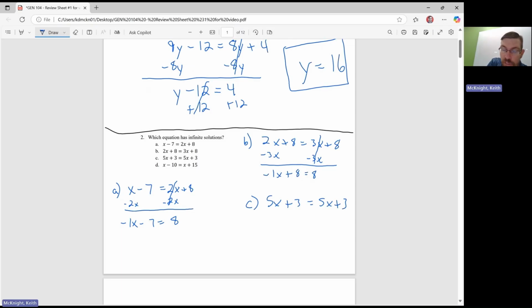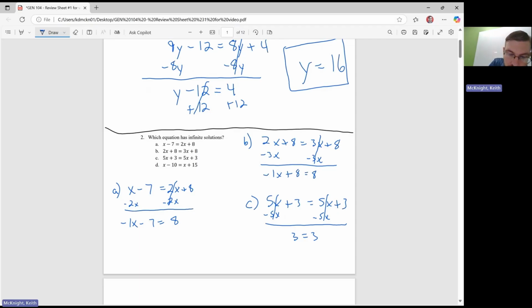But if we were to solve it, what we would see is we would subtract our 5x from both sides, and it would cancel on both sides. And it would leave us the equation 3 is equal to 3, which is a true statement, which means we do indeed have infinite solutions. Because these were the same, they will be equal no matter what x we plug into the equation.